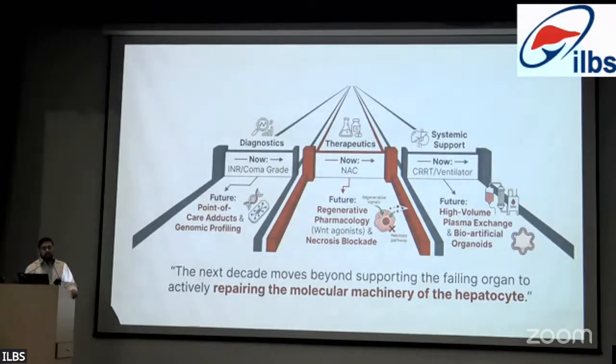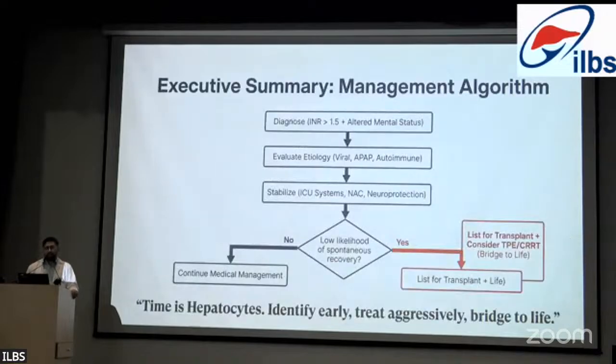So the future can be bedside testing in ALF. Then it can be pharmacotherapy, WNT agonists, necrosis blockade, and until then, we have all these therapies. Transplant remains the mainstay of treatment. We have to diagnose and offer transplant. If there is no transplant, then definitely medical therapies, CRRT and plasma exchange, need to be continued.